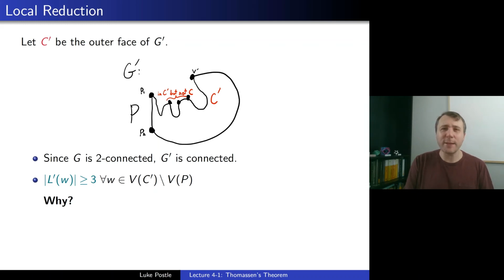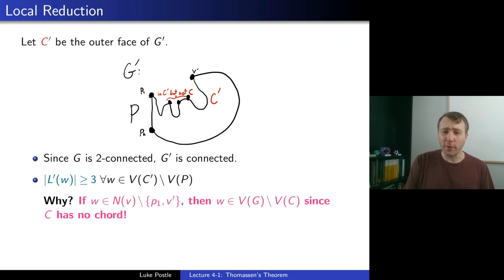Is it true that anything in C, which had 3 colors, or 4, lost 2 of them and got too low? No. Because, as we said, if W was in N of V minus P1 and V prime, so if you lost the colors C1, C2, then you actually have to be in the interior since C has no chord.